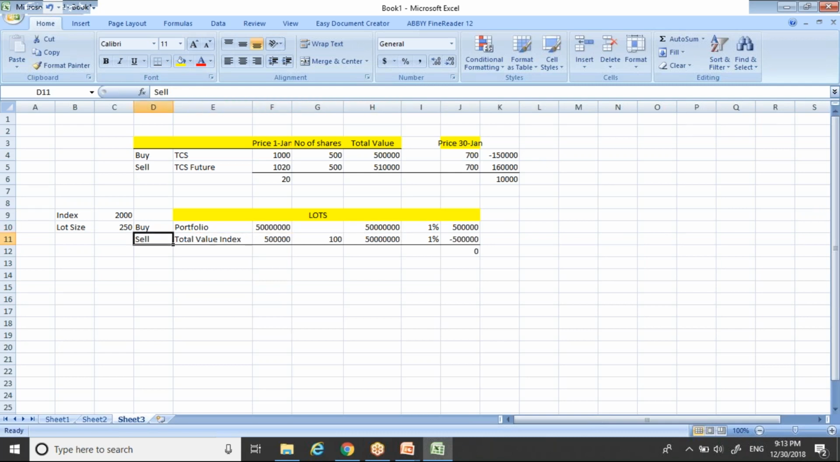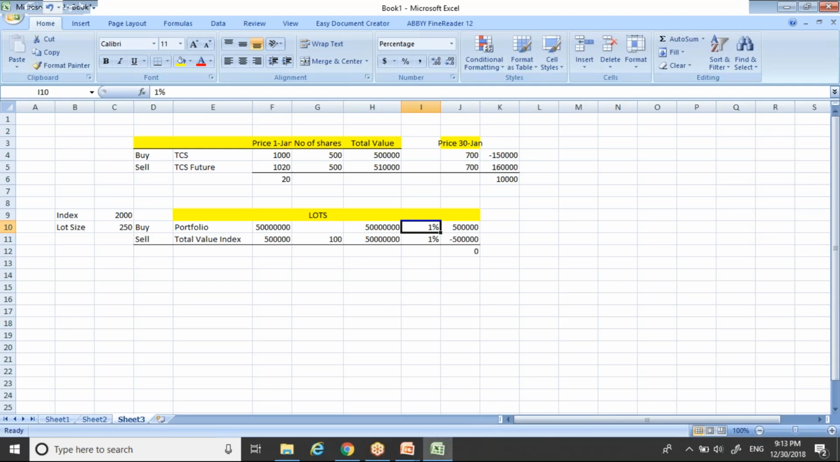So the index is trading at 2000 and the lot size is 250. Okay, so the value of the index comes to this much. Now if you divide it, you get the number of lots. So you are selling 100 lots, which is equal to around 50 million.